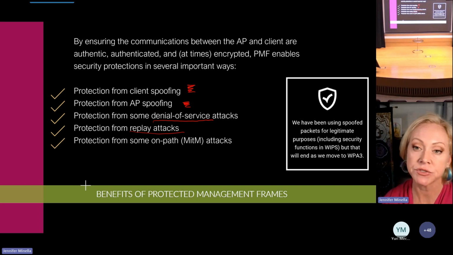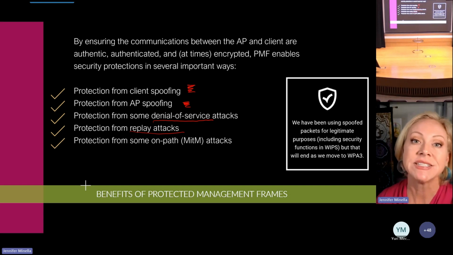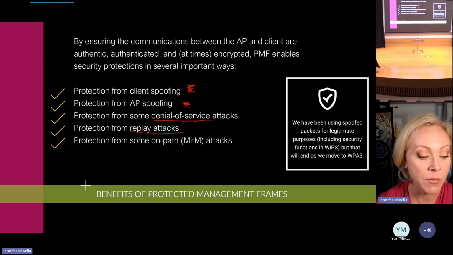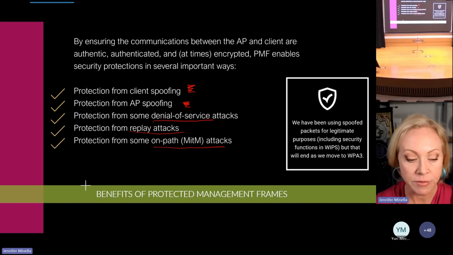So if a malicious user were to come into the space, capture some packets, and then resend them in a WPA2 network, they would be successful, and we might be able to influence the client behavior that way. But with WPA3, we can't do that. And then some man in the middle or on-path attacks are also going to be thwarted with protected management frames.